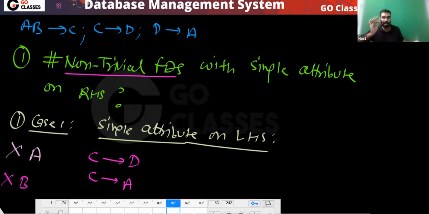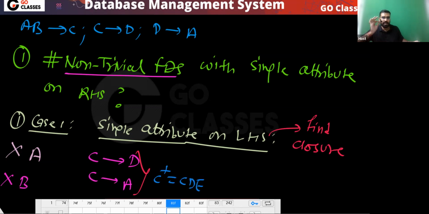Remember, you have to find the closure. Single attribute on LHS, find closure. So for C, if you find C plus, that will be CDE. So the non-trivial FDs will be C determining D and C determining A. So there are two, correct?